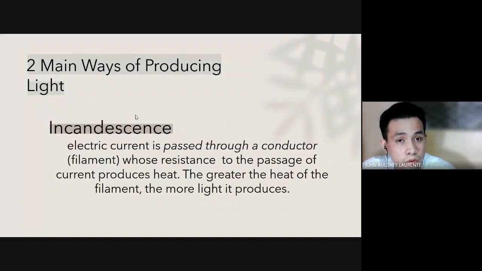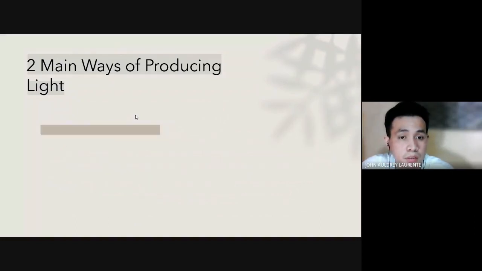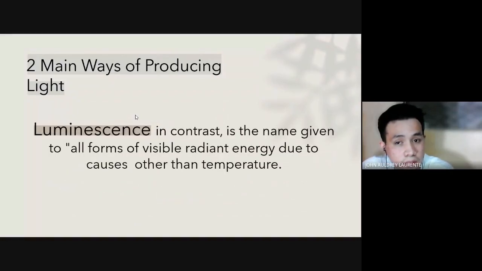And there are two ways to produce light. First is incandescence, where electric current is passed through a conductor whose resistance to the passage of current produces heat. The greater the heat of the filament, the more light it produces. While on the other hand, luminescence, in contrast, is the name given to all forms of visible radiant energy due to causes other than temperature. So basically, light emission is caused by more than one factor other than temperature.